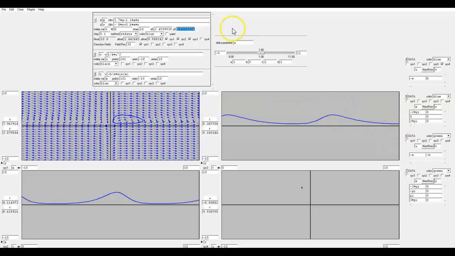So we can look at these two graphs. Do not worry about the slide parameter. Do not worry about boxes 2 and 3. You can tinker around with what happens, but let's make one important point here.